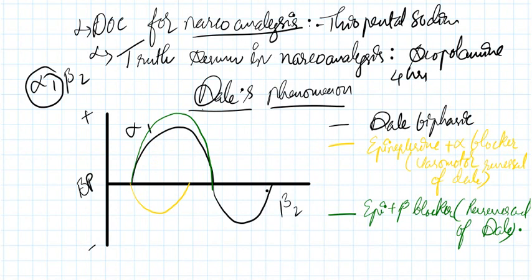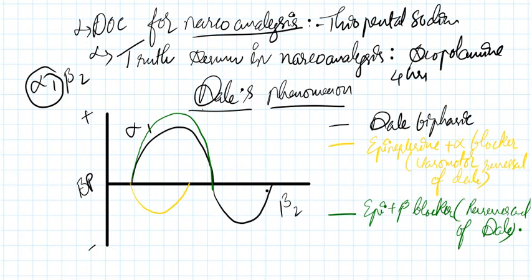So when epinephrine is administered, you get alpha-1 stimulation, which increases the blood pressure. After the concentration of epinephrine decreases, the beta-2 receptors get stimulated. It leads to decreasing of blood pressure. So that is called Dale's biphasic pattern.